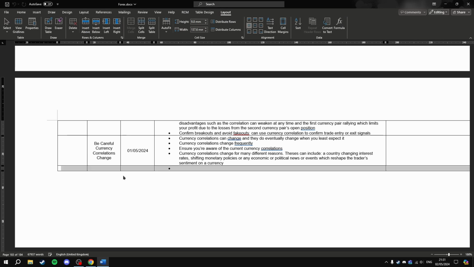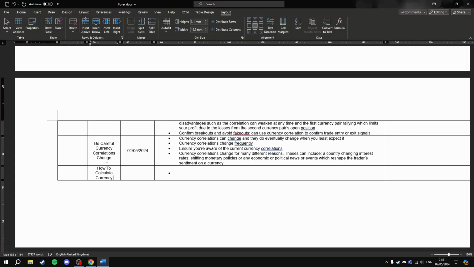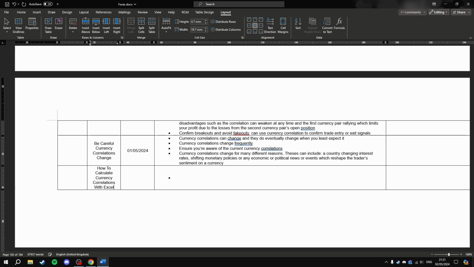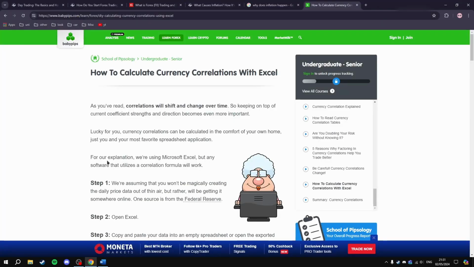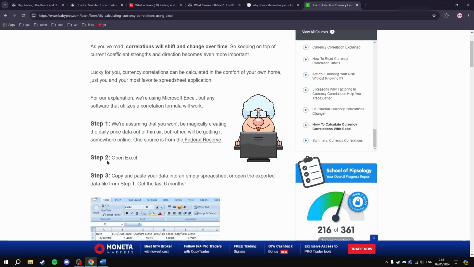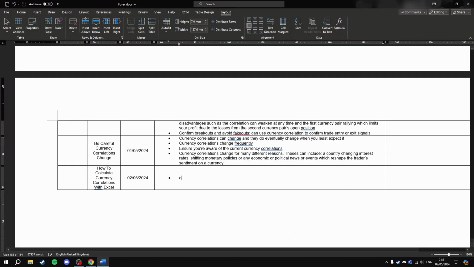To calculate currency correlations with Excel. As you've read, correlations will shift and change over time, so keeping on top of current coefficient strengths and direction becomes even more important. So correlations change and shift over time.